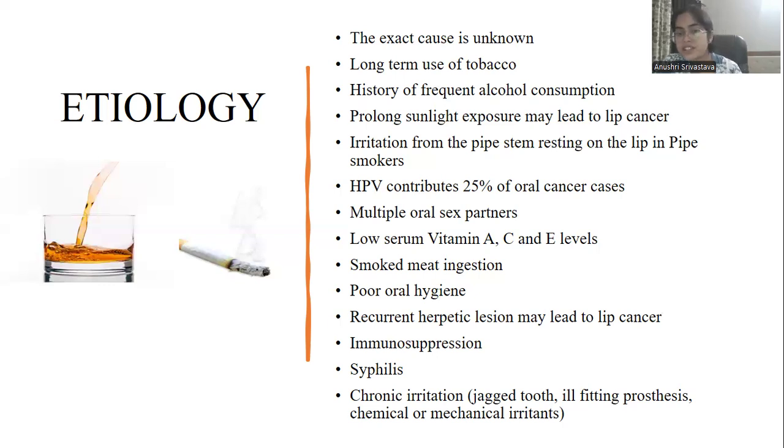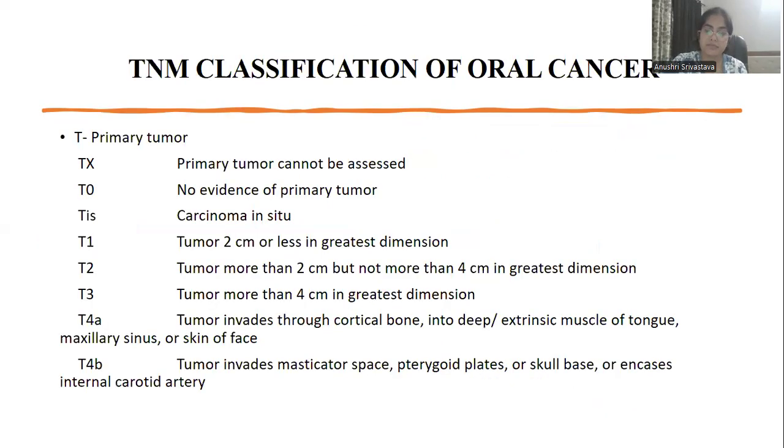Next, chronic irritation: jagged tooth, ill-fitting prosthesis, chemical or mechanical irritants. These are causing chronic irritation. Like, we are chronically getting irritated from these things. Then also we can get oral cancer.